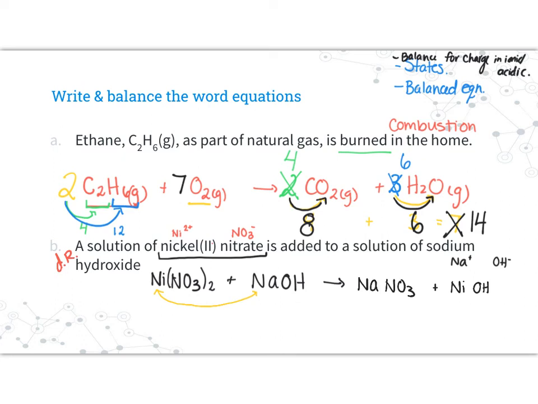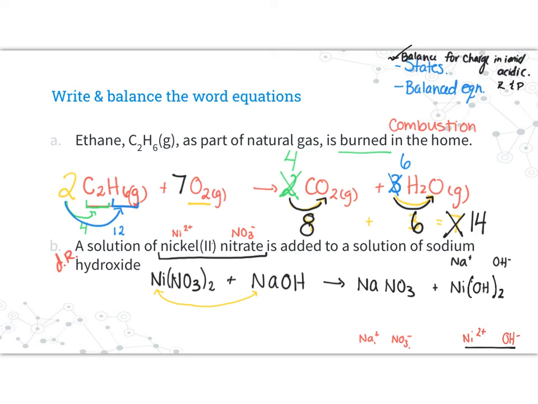I need to consider balancing them for charge. Remember, sodium was positive, nitrate was negative. 1 and 1 will balance. So sodium nitrate, as I've written it here, is currently balanced for charge. Nickel, remember, is nickel 2 plus in this case, and hydroxide is a -1. I'm going to need 2 hydroxides to balance the charge for nickel. We have balanced for charge in ionic and acidic compounds in both our reactants and products. We can check that off.